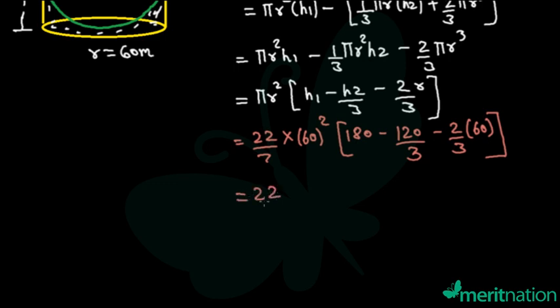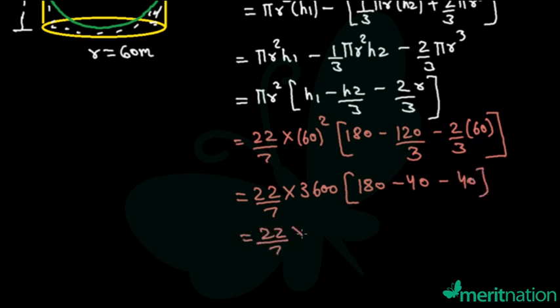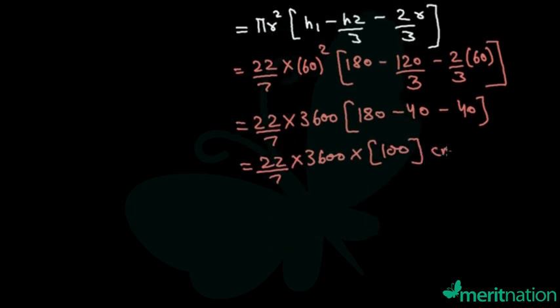So we will get 22 by 7 into 60 square, 3600, multiplied with 180 minus 120 by 3, that would be 40, minus 2 by 3 into 60. So that would be equal to 20 into 2, 40 once again. This value 22 by 7 into 3600 into 180 minus 40 minus 40, that would be 100 only. So this much is the volume of water left inside this cylinder in centimeters cube.